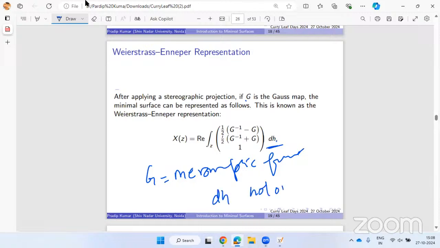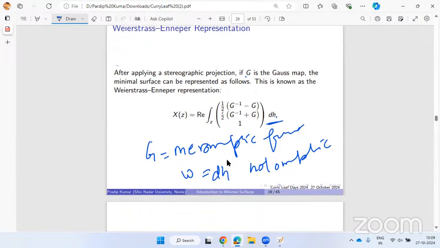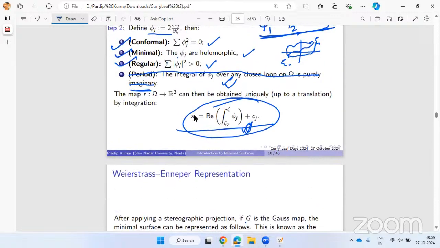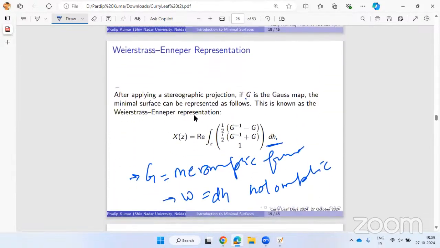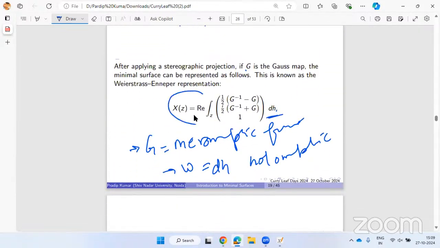People should not confuse this dh with a closed form. This is the notation we use here for just a holomorphic form. So if you have a meromorphic function and a holomorphic form, and you write phi 1 as this, phi 2 as this, phi 3 as this, then this will satisfy the condition automatically. And with some required g and h, these two conditions can also be satisfied, and then this gives you a minimal immersion. This is called the famous Weierstrass-Enneper representation.